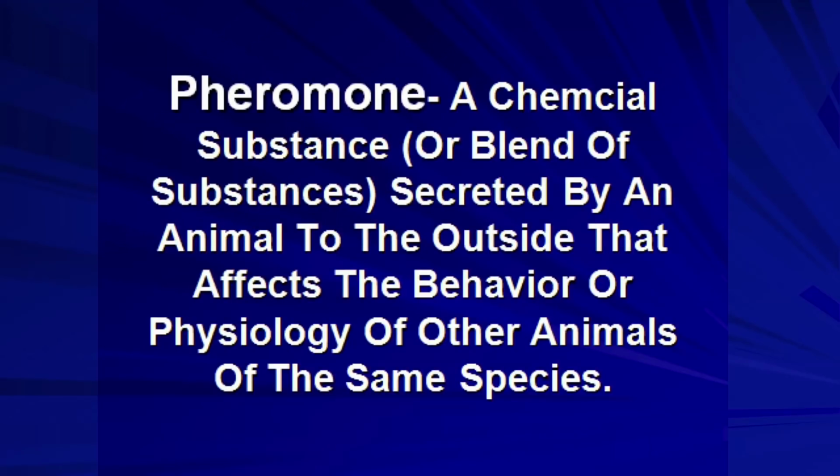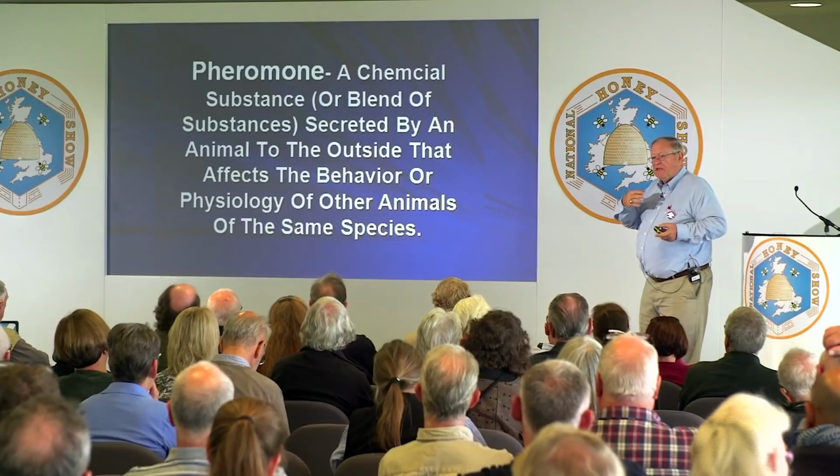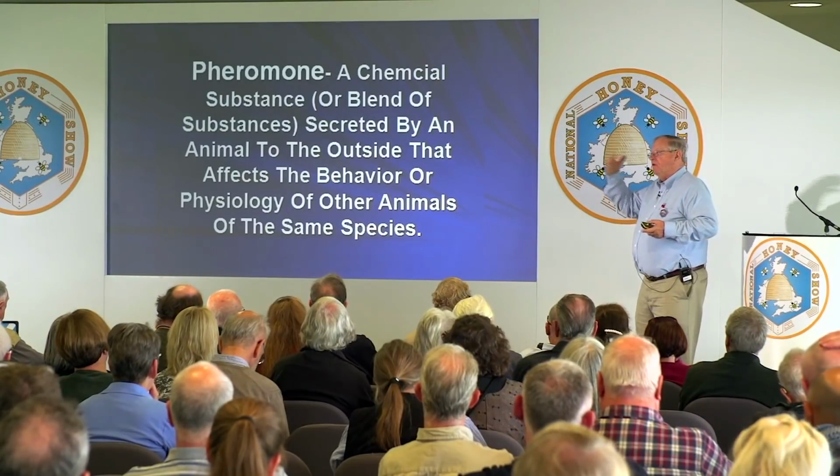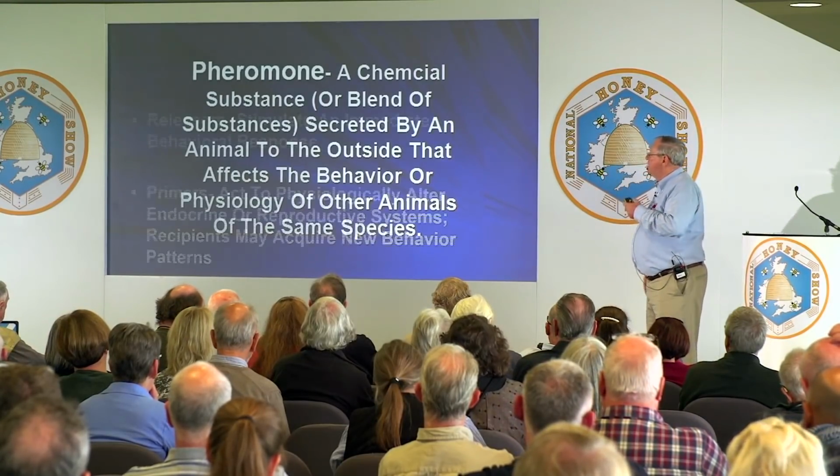We defined a pheromone for you. It's a chemical substance produced by the bee, secreted to the exterior surface, and it impacts or affects the behavior or physiology of other members of the same species. Okay? It doesn't affect the individual that's producing it, but affects the other members of the colony.